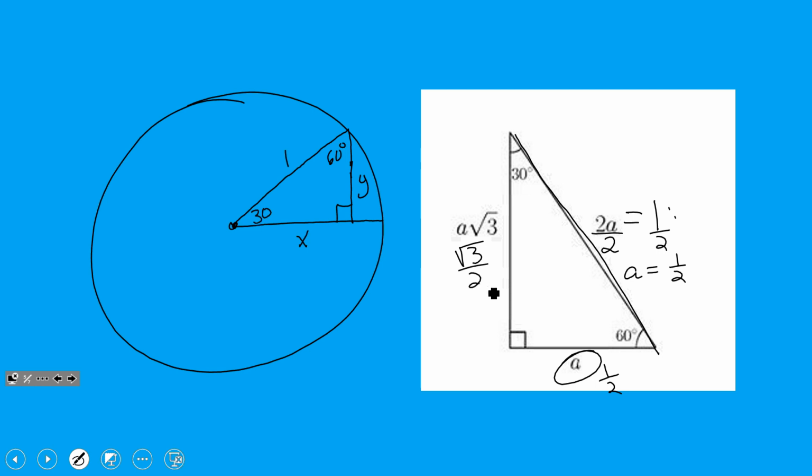Do you understand that? So this side right here is going to be equal to 1 because it's the hypotenuse. The shorter side is opposite from the 30-degree angle. So if I'm looking at my 30-degree angle, that's going to be the y. The side opposite from it is going to be equal to what? 1/2. And then the side opposite from the 60-degree angle is going to be equal to the square root of 3 over 2. Do you understand that? So, y is going to be a half.